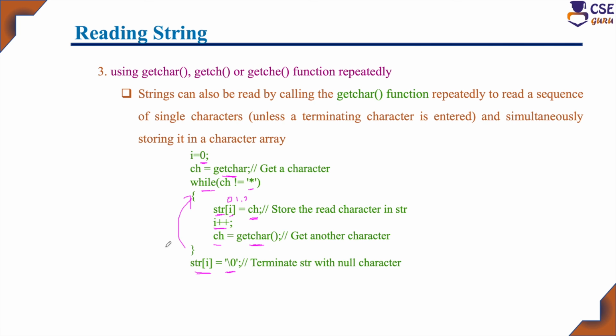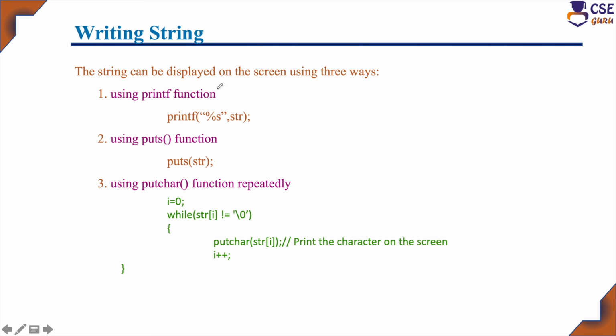So this is all about how to read a string. Similarly, to display the string on the output screen, there are three methods, as with reading the string: using the printf function, using the puts function, and using the putchar function. Using printf, just printf("%s", str), where str is the string name and %s is the format specifier. Similarly, using puts, puts(str). And using putchar, i equals 0, using a while loop until it reaches the null character, print the string character by character on the output screen. The first character it prints, i gets incremented, the next character it prints, i gets incremented. Likewise, this while loop continues until the loop terminates.